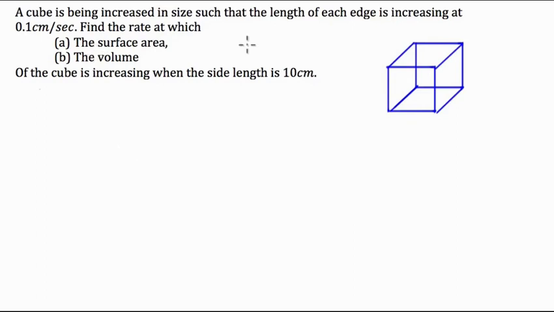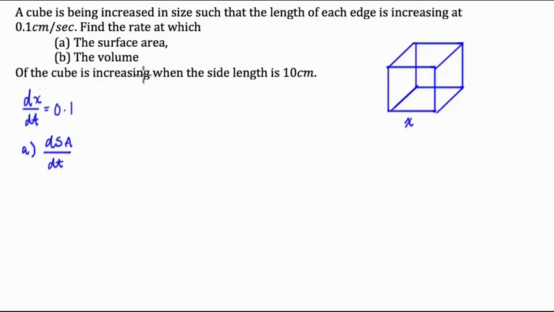rule and apply it to working out how two functions relate to each other. So what I mean by this is we've been given the rate at which each edge is increasing. So if we label each edge x, we've been given here dx dt. And that's going to be equal to 0.1. Now, what we've been asked to find is the rate at which the surface area is increasing to start with. So for A, we've been asked to find dSA, or the surface area, dt.